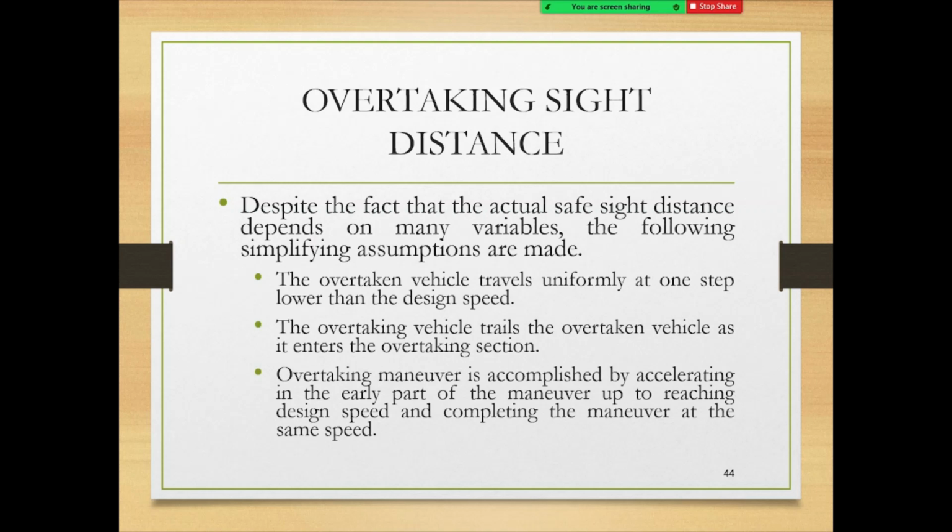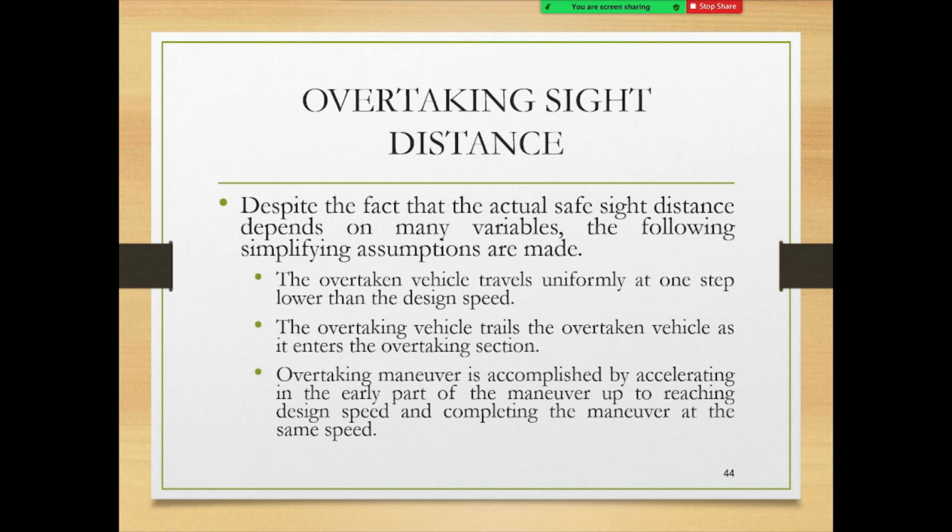Now the fellow in front of me is traveling uniformly at one step lower than the design speed. One step is 10 kmph. If the design speed is 70, one step below is 60. So the fellow in front of me is traveling at 60 kmph and I am traveling at 70 kmph. The overtaking vehicle travels behind the overtaken vehicle as it enters the overtaking section.